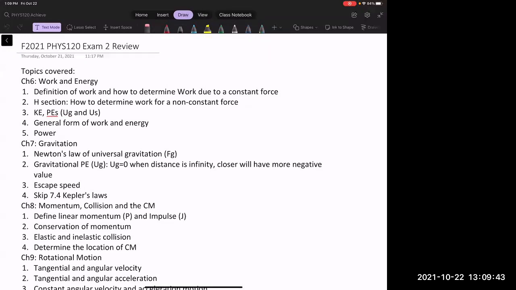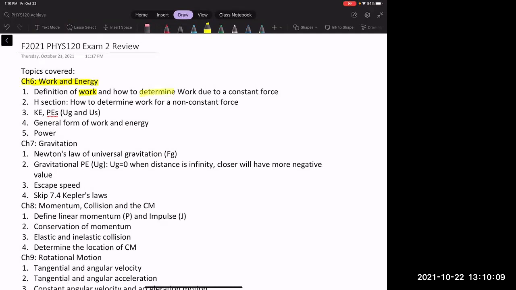In chapter 6, we start to talk about work and energy. You need to know how to define work. There's an equation to find work, which is related to the force and also the distance. But the distance should be the distance along the direction of the force, or the force should be along the direction of the moving distance. So for work and energy, you need to know how to get the work.